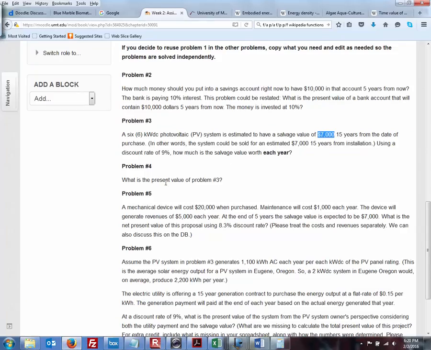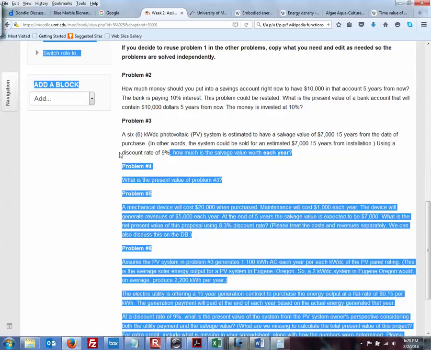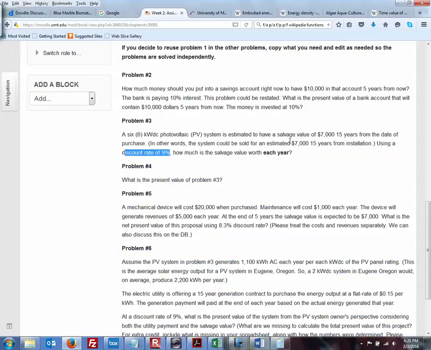What is the present value of problem 3? So again, go back to the basics and say, what do I know? Well, this is the discount rate. That's your I or your R. What's this thing? Well, that's the future value. What's N? Well, it's 15. Every one of those numbers is going to have to fit into one of those slots.